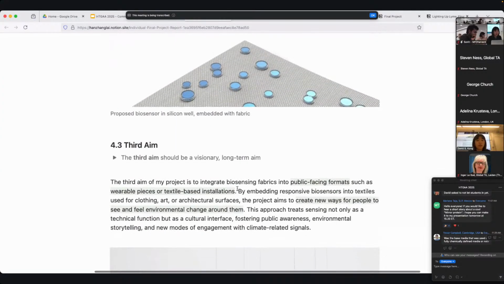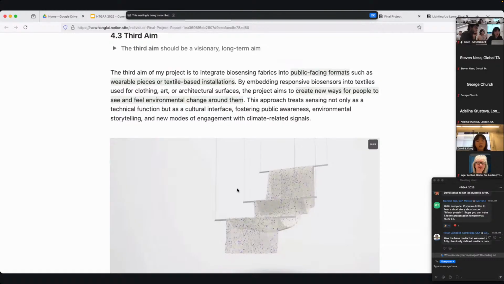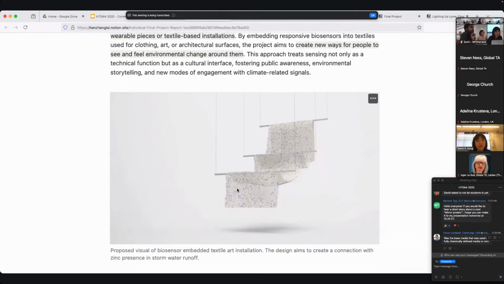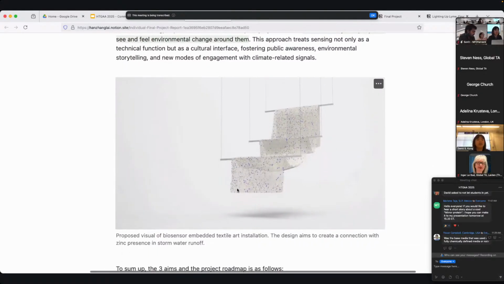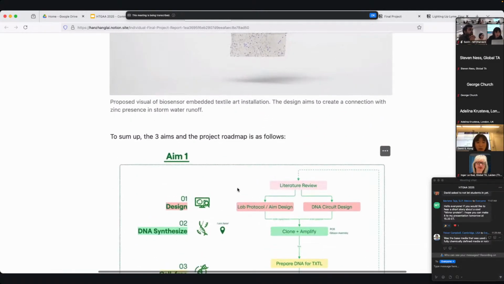And the third aim is obviously to scale up into either wearables or art installation design, and this is a really speculative vision that I had of how it could be displayed. And this is the recap of what I said just now.